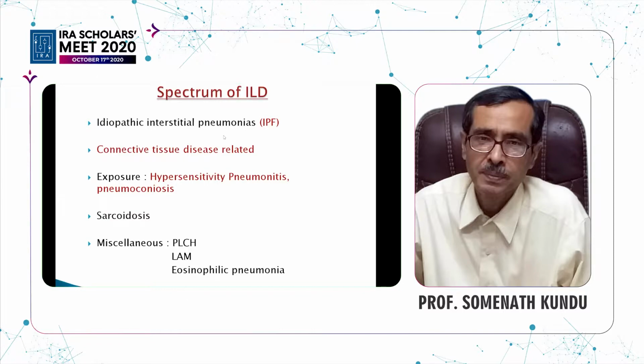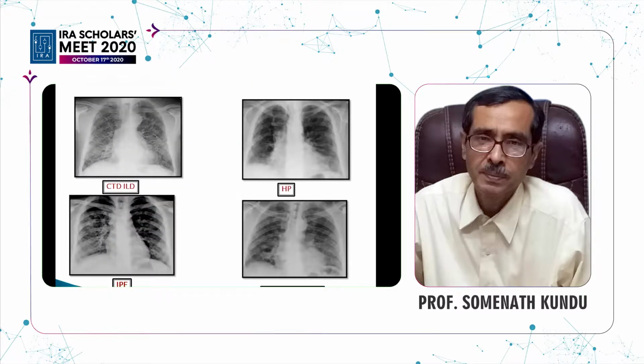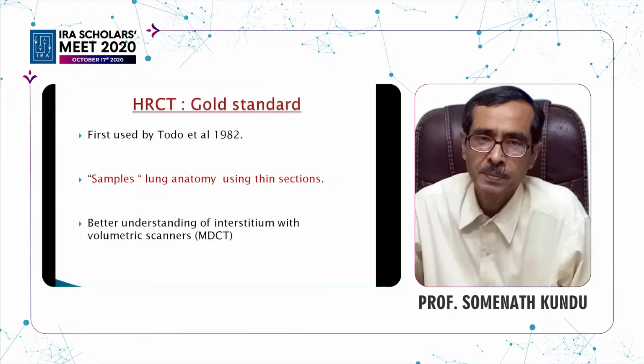As we know, X-ray is the first imaging modality of any lung disorder. Look at the four X-rays. One is of a connective tissue disease related ILD, and of the four major conditions, there is really not much difference so far as X-ray is concerned. Reticulonodular shadows and slight reduction of lung volume, but you cannot interpret it beyond that. So chest X-ray is a poor imaging tool so far as interstitium is concerned.